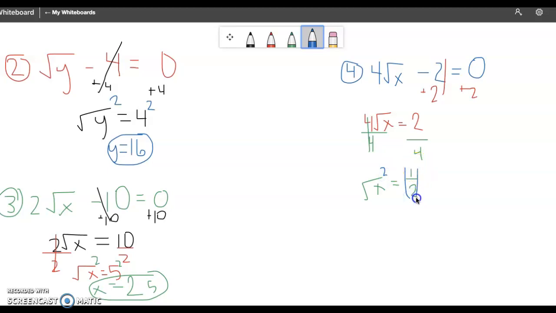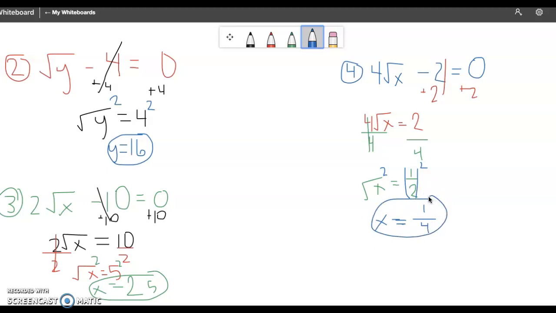To square the fraction, we want to square the whole thing. Those are supposed to be my terribly drawn parentheses. And we are going to be left with x is equal to, you square the numerator, so 1 times 1 is still 1. You square the denominator, so 2 times 2 is 4. And again, to check your work, you plug this into the radical.